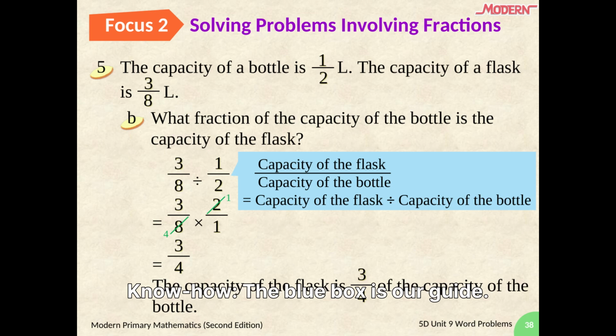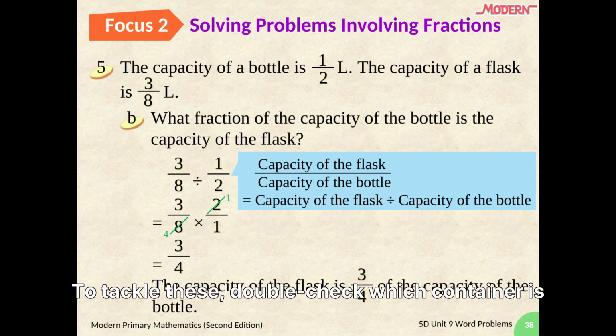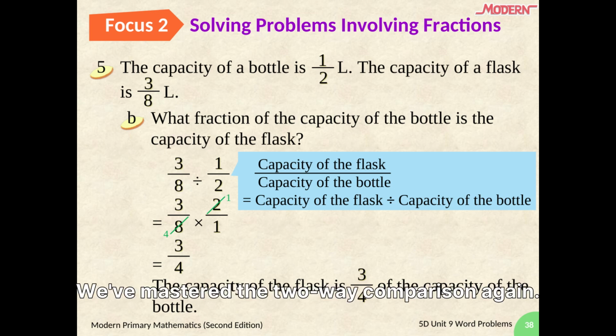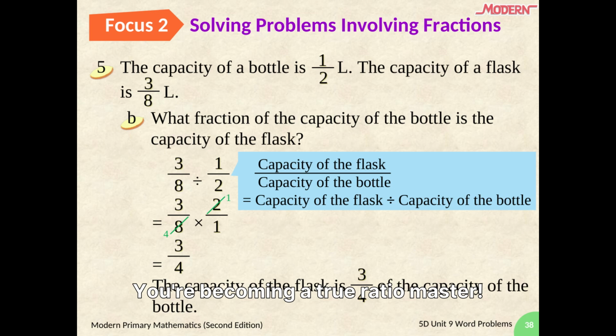Know-how: the blue box is our guide. Capacity of flask divided by capacity of bottle. This formula is the secret to getting every comparison question right. To tackle these, double-check which container is the unit for comparison. It's always the one after the word "of." In this case, it was the bottle. The capacity of the flask is 3/4 of the bottle. We've mastered the two-way comparison again. You're becoming a true ratio master.